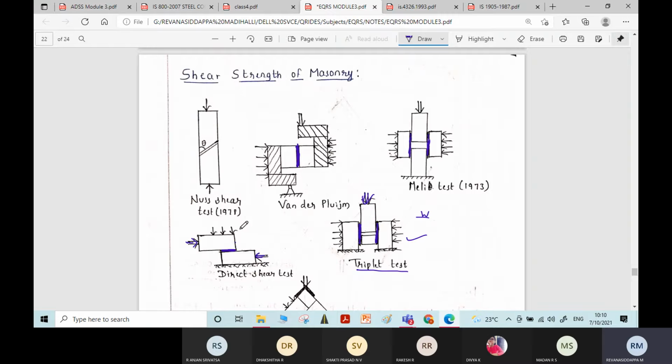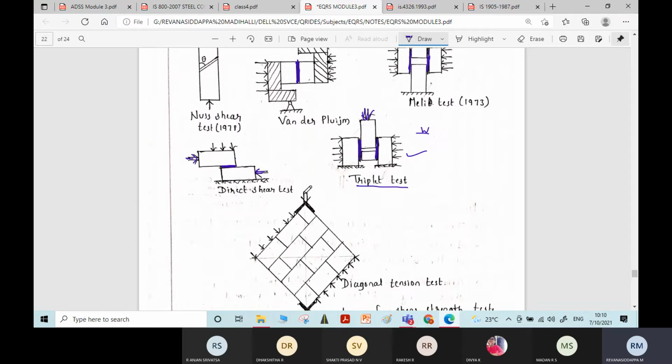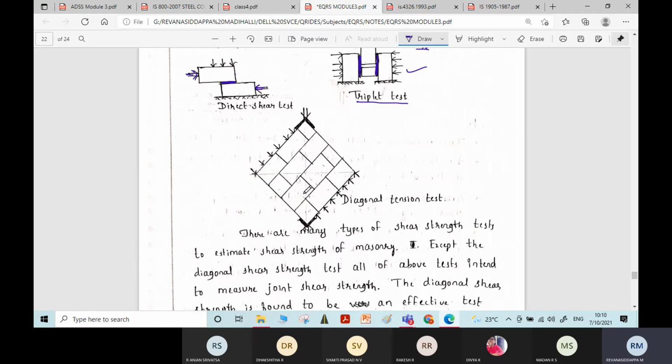To overcome this disadvantage which exists in all these remaining tests, there is one more test, that is the diagonal tension test. Here, a masonry wallette will be constructed and placed as shown in the figure, and the loads are applied from the top and the bottom of the masonry wallette, at the top corner as well as the bottom corner.